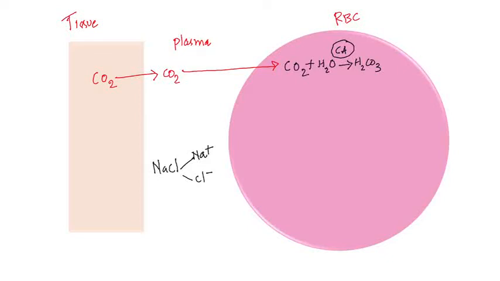As soon as carbonic acid is formed inside the RBC, it is going to readily dissociate into two products. Which are they? Bicarbonate ion, HCO3 minus, and H plus. These are the two dissociation products of carbonic acid. Now, the H plus formed inside the RBC cannot stay as a free proton; the hydrogen ion cannot stay as such.